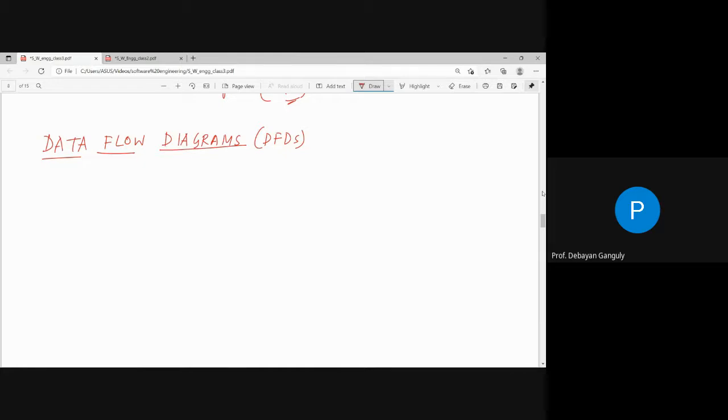By seeing the DFD, we should know what the different processing carried out on the data should be, and what output should be generated by the system. You should understand that. So this particular DFD is also known as the bubble chart.